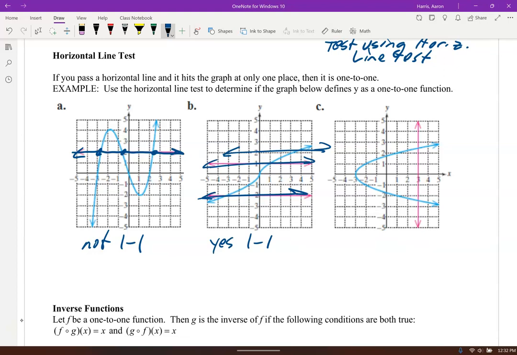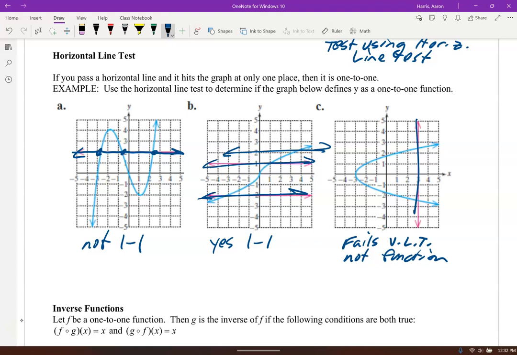C is not, because it fails the vertical line test. So it's not even a function. Since it's not even a function, we can't even test it to be one-to-one. We can't even run the horizontal line test, right?